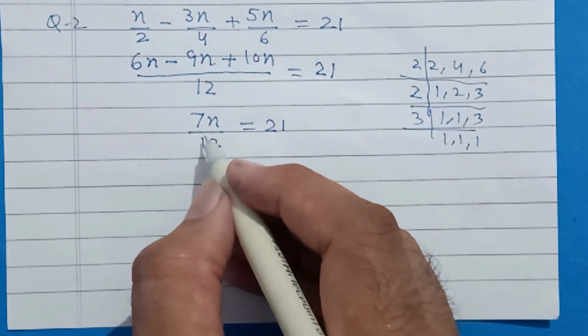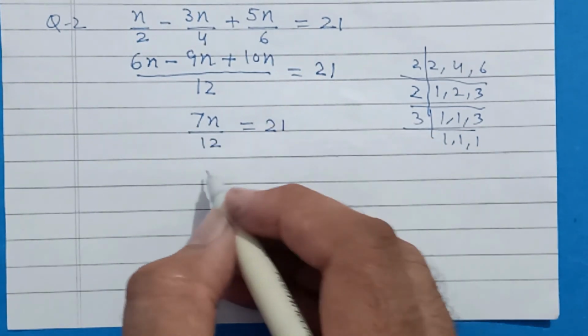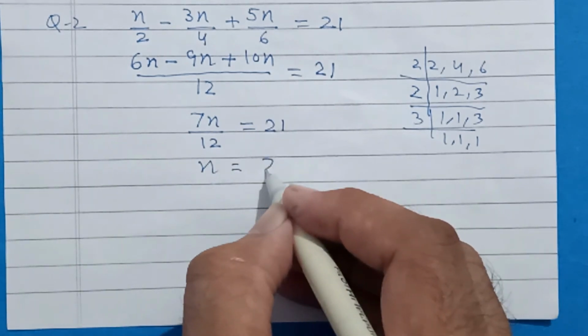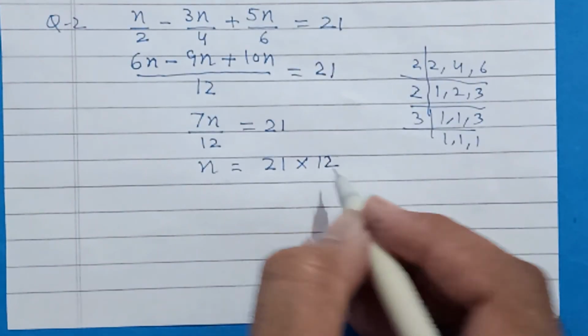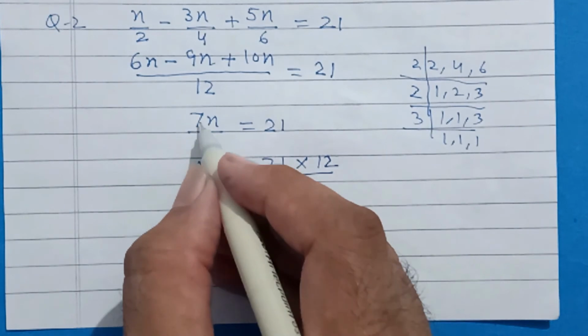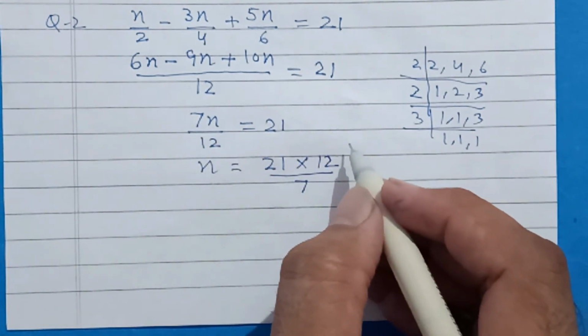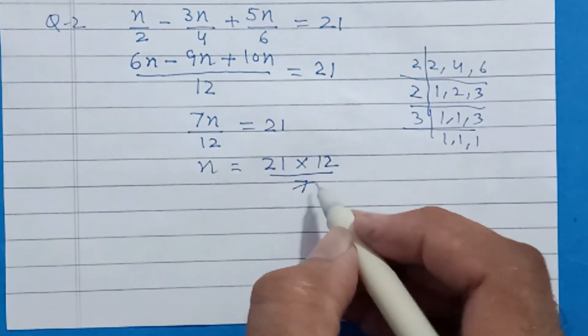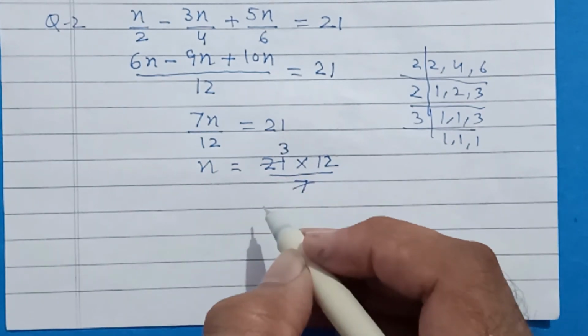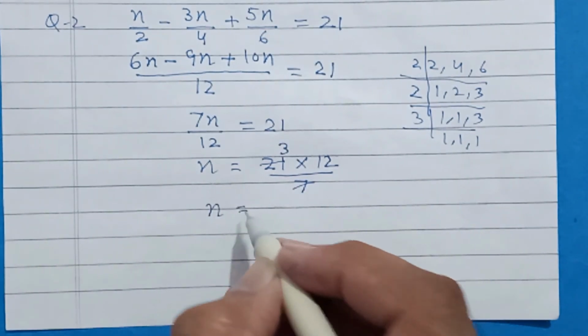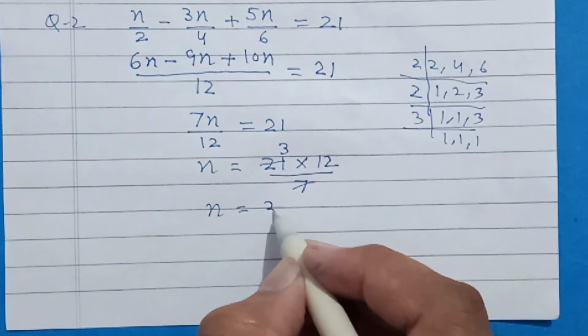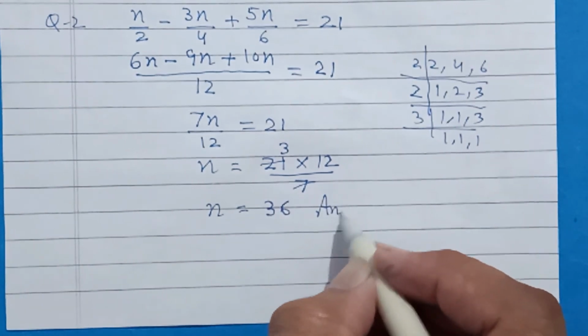Now transpose this 7 upon 12 to the right hand side. Here it is 7 upon 12. On the right side it becomes 12 upon 7. Now 7 3s are 21 and n is equal to 12 3s are 36. This is the answer.